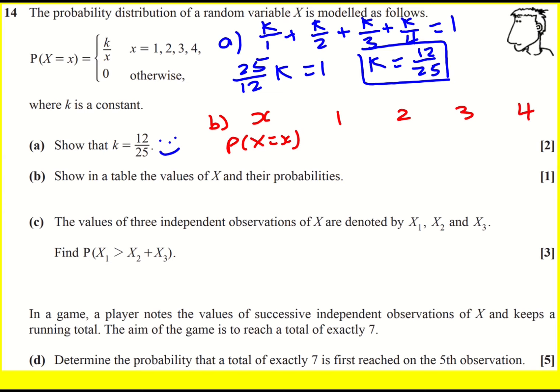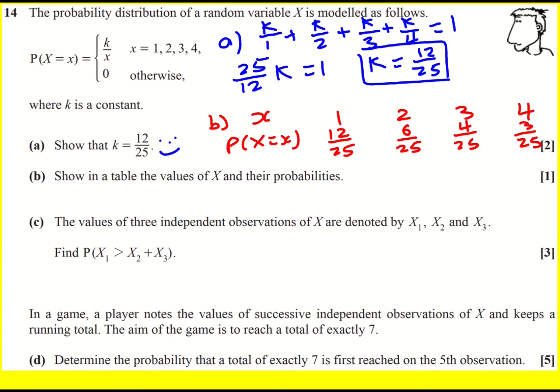So now we just need to take our k and divide by each of these as we go along. So 12 over 25. If we divide by 2, we get 6 over 25. We divide the original by 3, 4 over 25. If you divide it by 4, 3 over 25. You can even add these up, 18, 22, 25. So it all checks out.